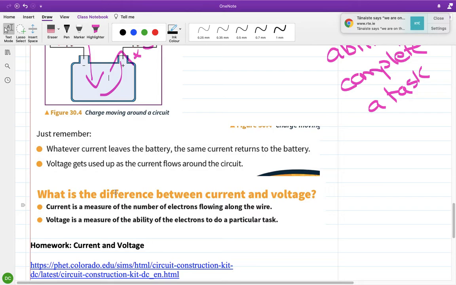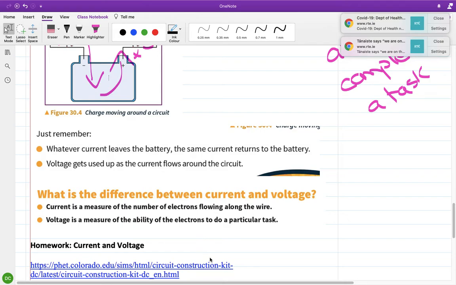So what is the difference between current and voltage? Current is a measure of the number of electrons flowing along the wire. Like I said, whatever the driving force in the battery is, that's the speed that the current will move around. The voltage is the ability of those electrons to do a particular task, like light a bulb or something like that.